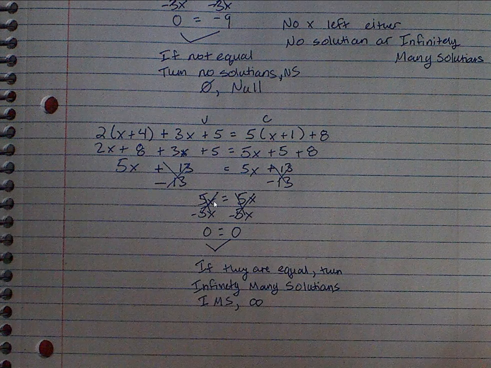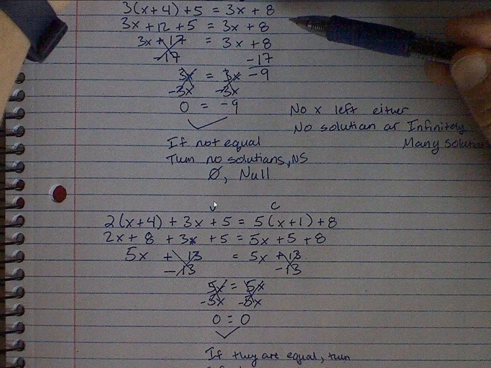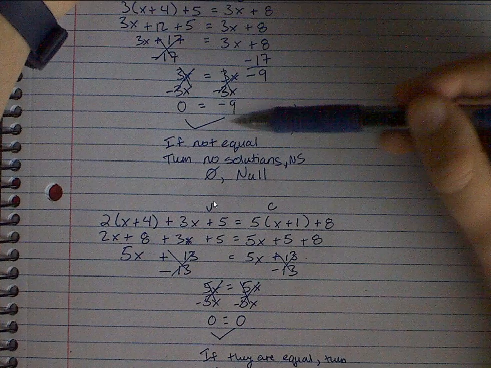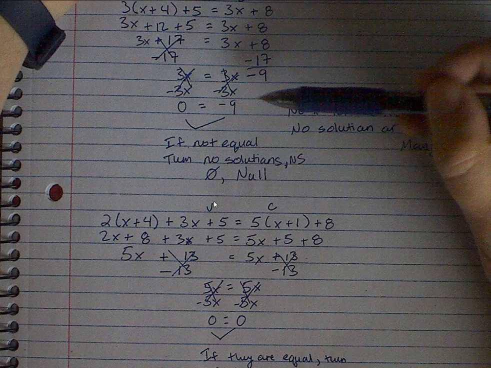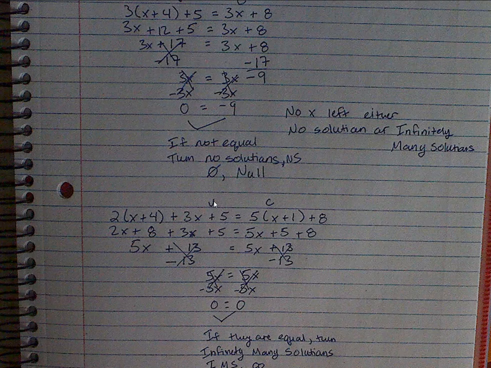However, this one up here, there's no number that you can come up with that's going to make both of these sides balance, because there's no number that's going to make 0 be equal to negative 9. There's nothing you can do to make 0 the same as negative 9.